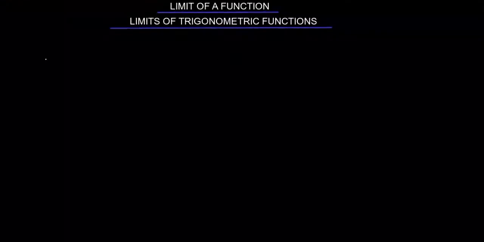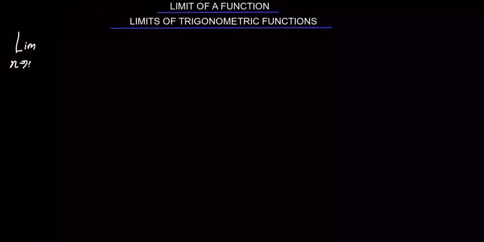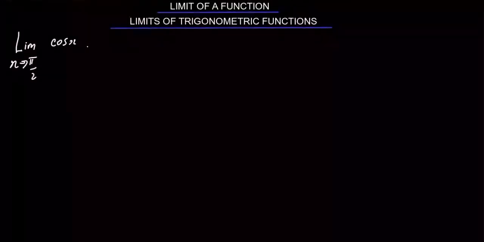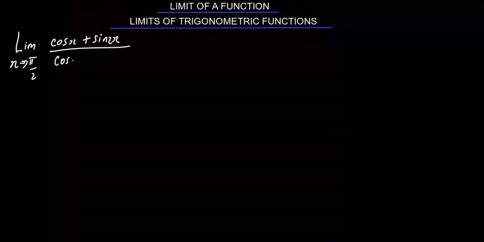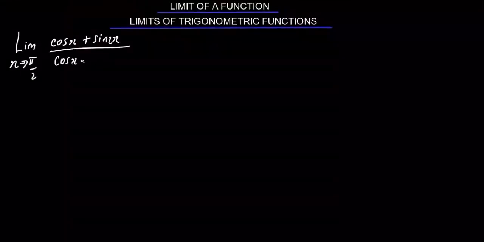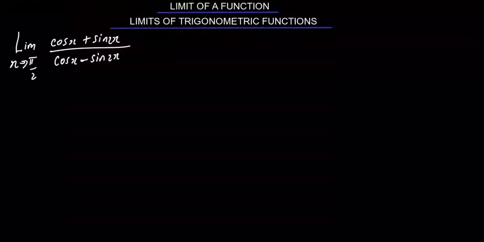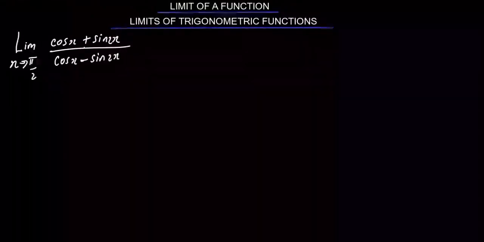Let's see. What if you have a question like this? The limit as x tends to pi over 2 of (cos x plus sine 2x) all over (cos x minus sine 2x). So this is what we have. So what do we do here? We really need to understand trig identities a lot.